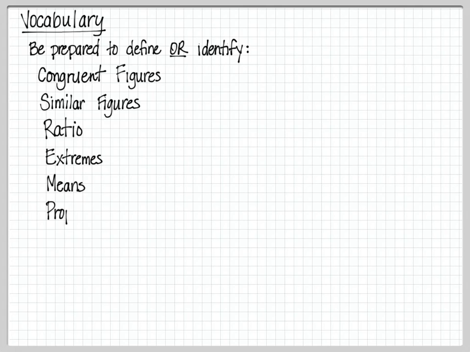So: congruent figures, similar figures, ratio, extremes, mean, and proportional. Be able to identify any of these things or define them. That's what you should be prepared for on the quiz tomorrow.